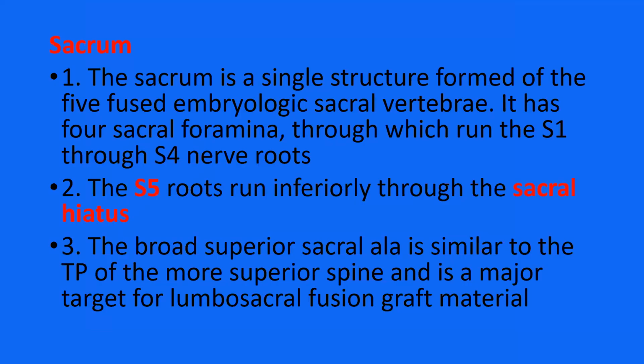The sacrum is a single structure formed of the 5 fused embryologic sacral vertebrae. It has 4 sacral foramina through which run the S1 through S4 nerve roots. The S5 roots run inferiorly through the sacral hiatus. The broad superior sacral ala is similar to the transverse process of the more superior spine and is a major target for lumbosacral fusion graft material.